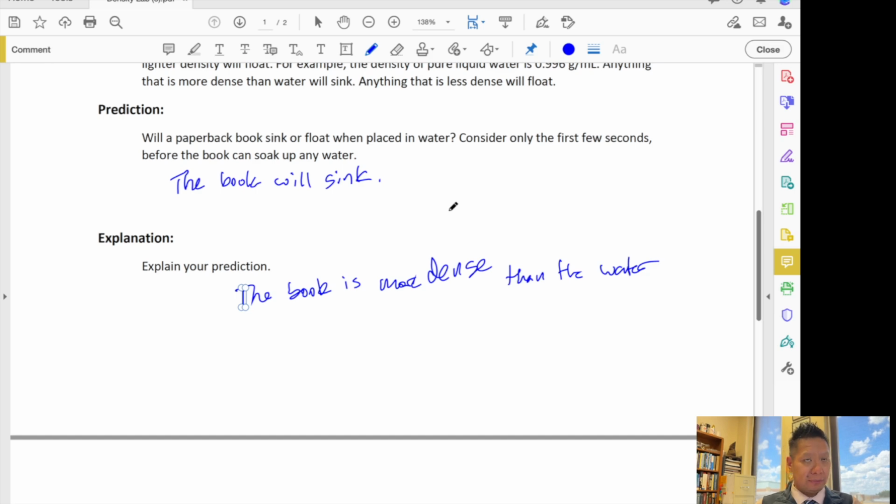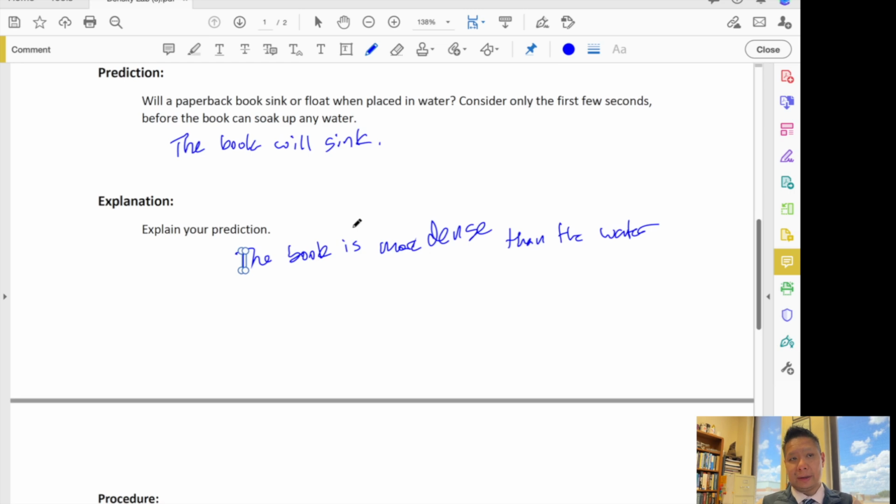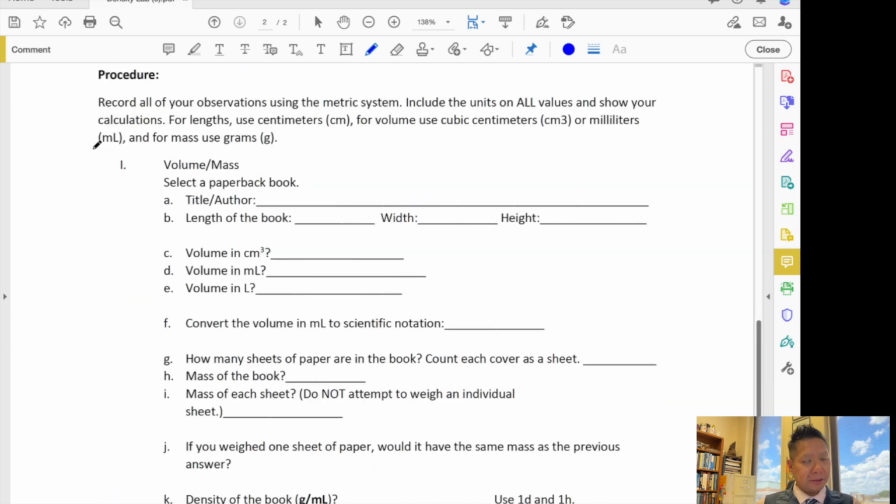But you write your own stuff there. You can say it floats if you want, okay? And you can say that it's less dense than water, and that's why it floats. So you put what you think there. So the first step then is to write down the title of the book here, and the author of the book there, and then put the length, width, and height of the book there.